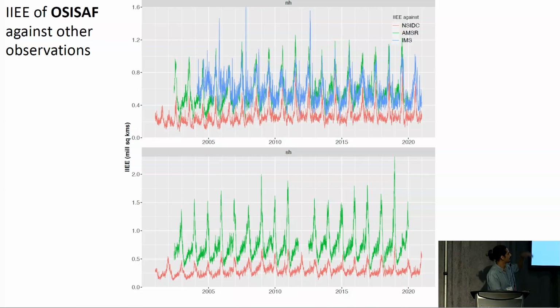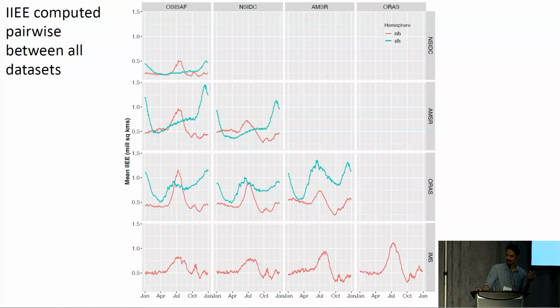Depending on the data set, the error is different, and there's a very clear seasonal pattern to it as well. We can look at the seasonality, but here I'm showing you all the pairs at once, just to give you an idea that there is mismatch in all the pairs. In every pair, you see that the summer is peaking, around July in the northern hemisphere and December in the southern hemisphere, and the errors are quite large.